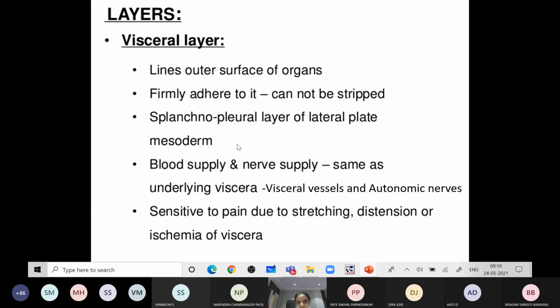This visceral layer is not sensitive to pain, temperature, or touch sensations, but it is sensitive to stretching, distension, or ischemia of the different organs. In that case, we feel a little pain because of stretching of the organs which it covers.